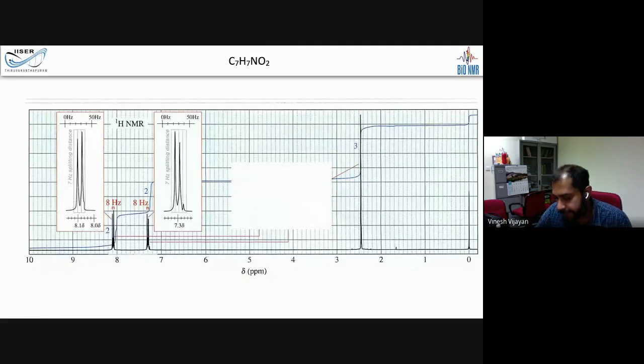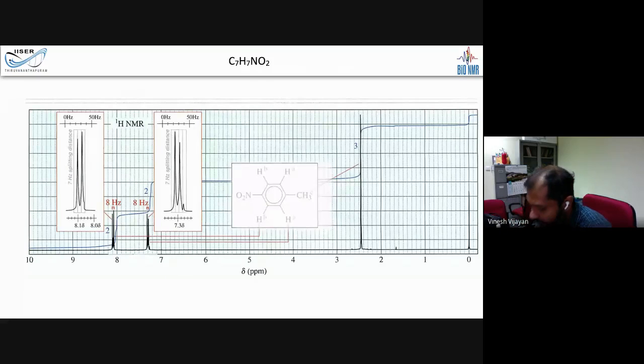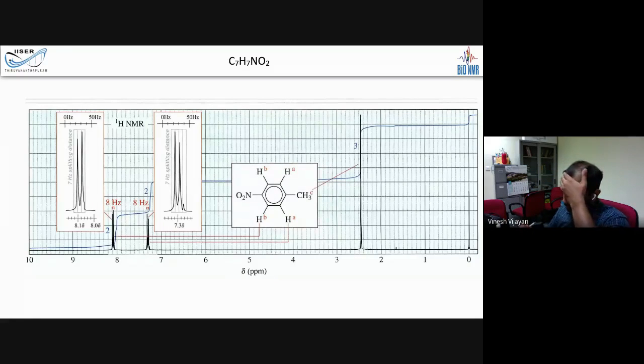Now this is C7H7NO2. You get again 3 peaks. And you see there are 7 hydrogens, so you see 2 here, 2 here, and 3 here. So the ratio is 2 plus 2, 4, plus 3, 7. That is fine. Then there is a nitrogen and there are 2 oxygens. I will not do that because that will be more problem.